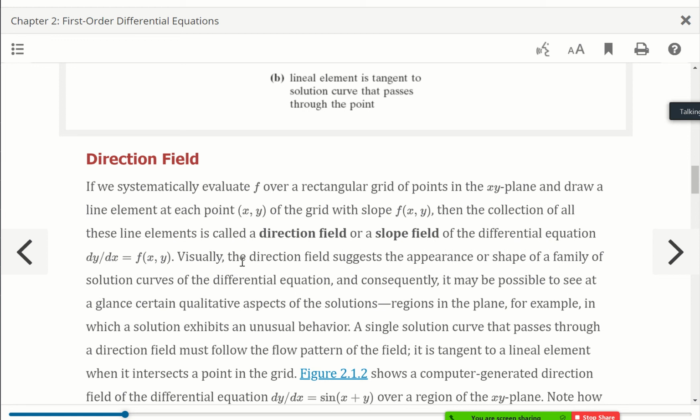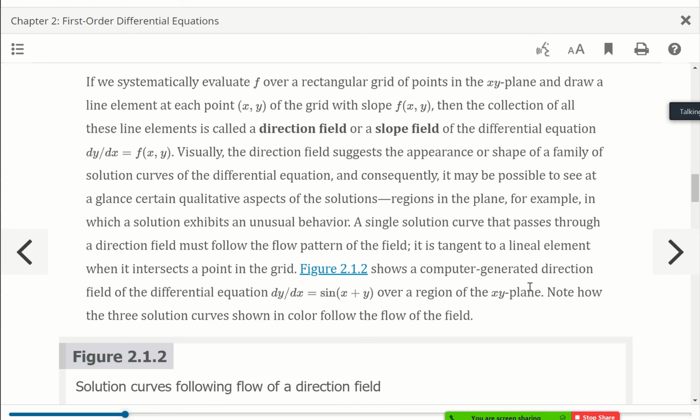Visually, this direction field will suggest the appearance or shape of a family of solution curves of the differential equation, and consequently it may be possible to see at a glance certain qualitative aspects of the solution without actually being able to solve the equation outright.